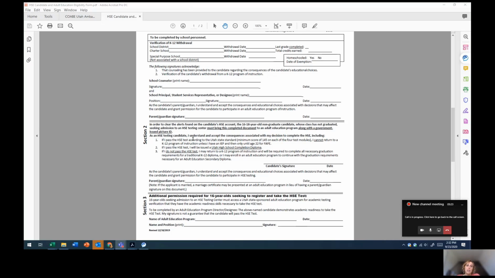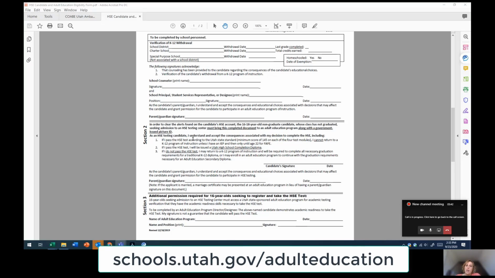Once this form is completed, it needs to be turned into an adult education program. And there are adult education programs in every school district across the state, or at least access to an adult education program. And that program directory can be obtained at schools.utah.gov/adult education. And you're always welcome to reach out to any of the Utah State Board of Education adult education staff. We would love to answer any questions or concerns you may have.